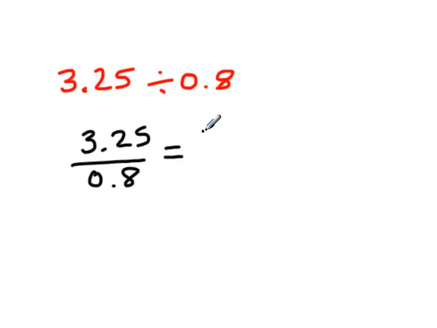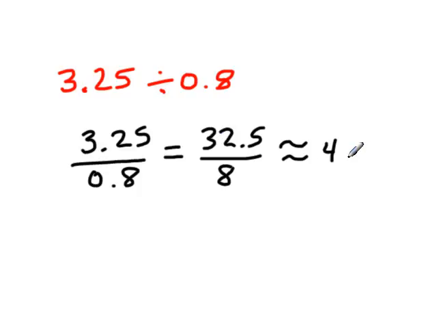What I say is get rid of the decimal in the denominator in your head by just multiplying both the numerator and denominator by 10 enough times to move the decimal over so that you get rid of it in the denominator. In this case, they just multiplied by 10, the decimal moves to the right. 32.5 divided by 8. Tell me, you do not need a calculator to give me an estimate of what the answer is. The answer is going to be around 4, because 32 divided by 8 is 4.